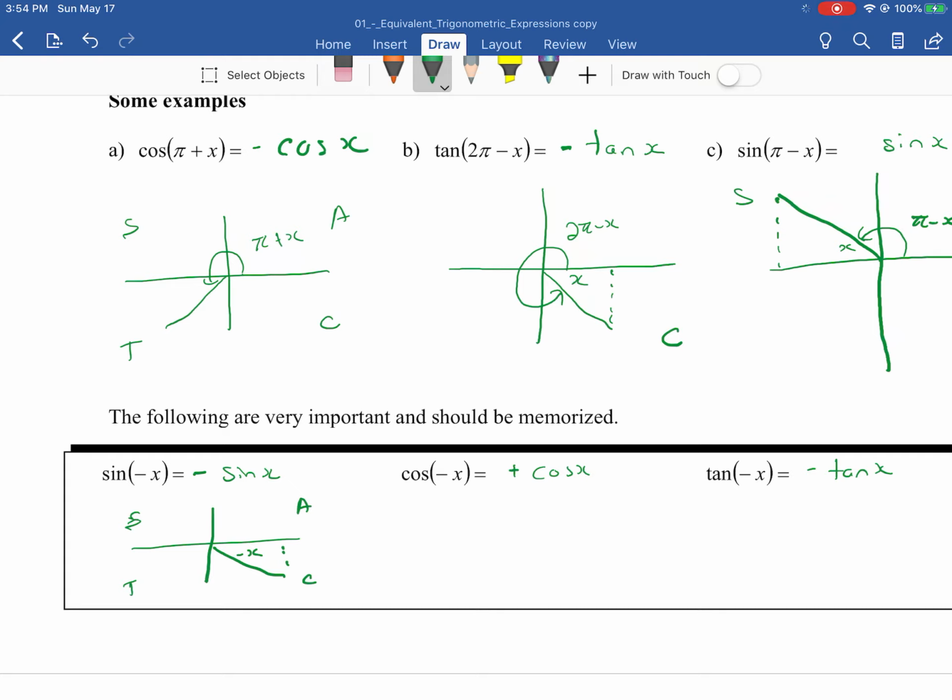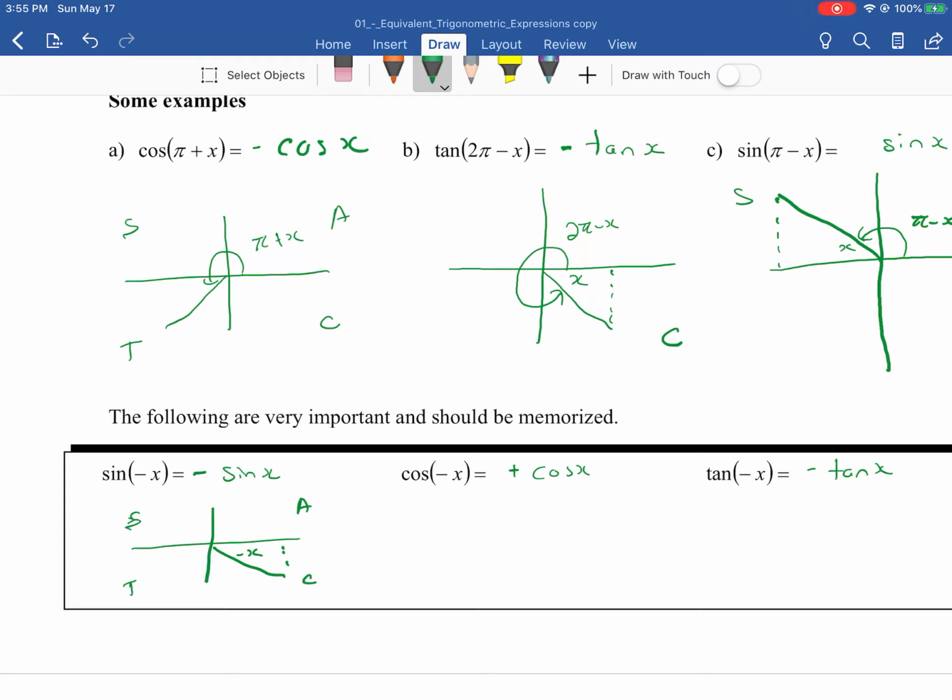When you see sine of negative x, you can immediately write negative sine of x. It's because sine is an odd function. That's why it does that. Cosine of negative x, you'll immediately get positive cos of x. Why does that happen? Cosine is an even function. And tan of negative x, you'll get negative tan of x.